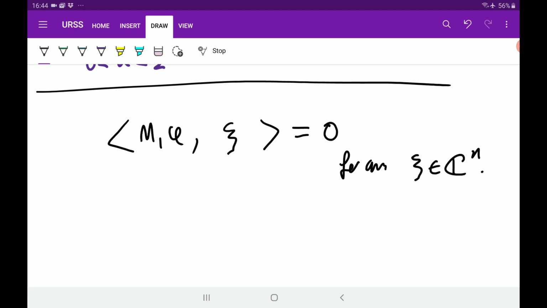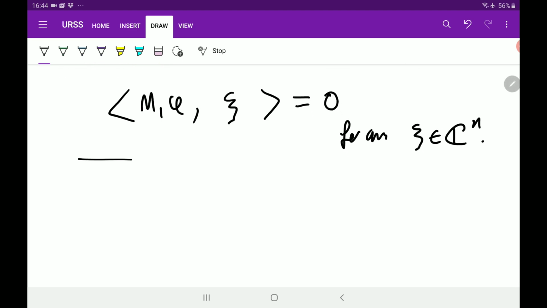Okay, so this is often the penultimate step. If you're using the inner product, this is often the penultimate step to show that a vector is 0, to show that it's orthogonal to every other vector in C^n.